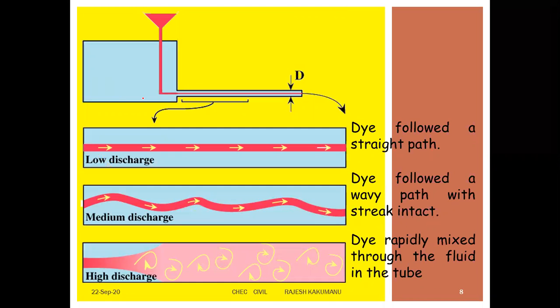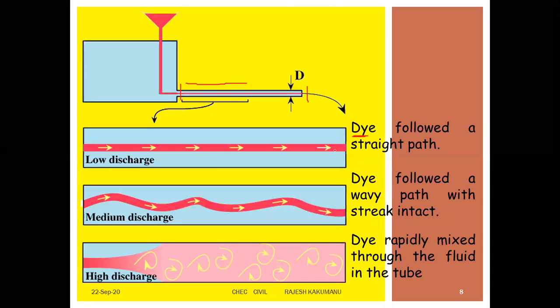Now if you see the cross section, if we exaggerate it, exaggerate means we make it bigger, we are seeing now how the flow is moving. When the dye, meaning the liquid, followed a straight path. So whenever we are sending low discharge, whenever the fluid is going in low discharge, the fluid is moving in a straight direction. See, the arrows are moving in a straight uniform direction. That is, the dye is following a straight path.